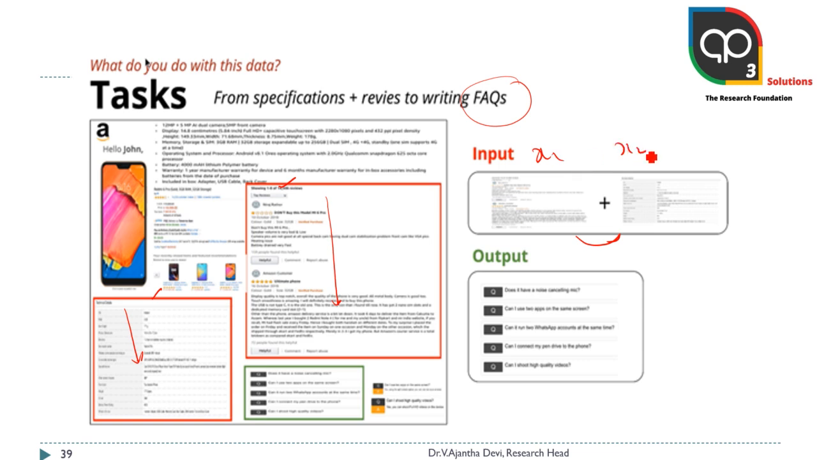So here you have x1 and x2 as your inputs, the reviews and the specification, and your output is some questions which can be asked about this product. You have both the x and y on this page itself, and you have this for multiple products. So you have multiple data points from which you can potentially learn this relationship.